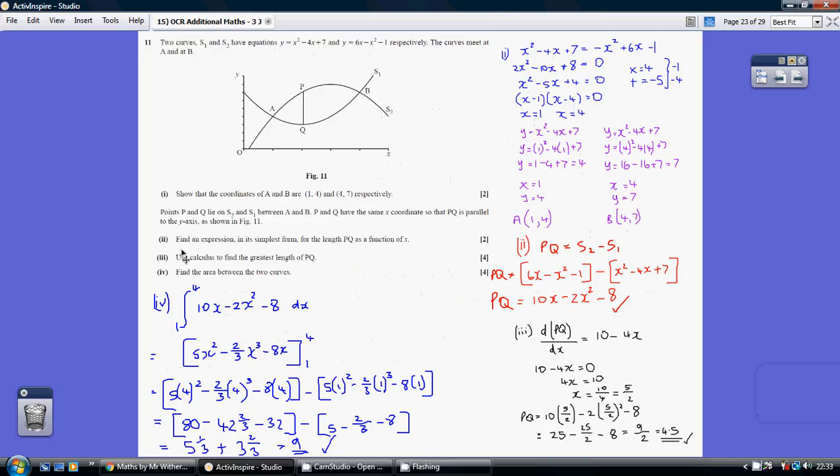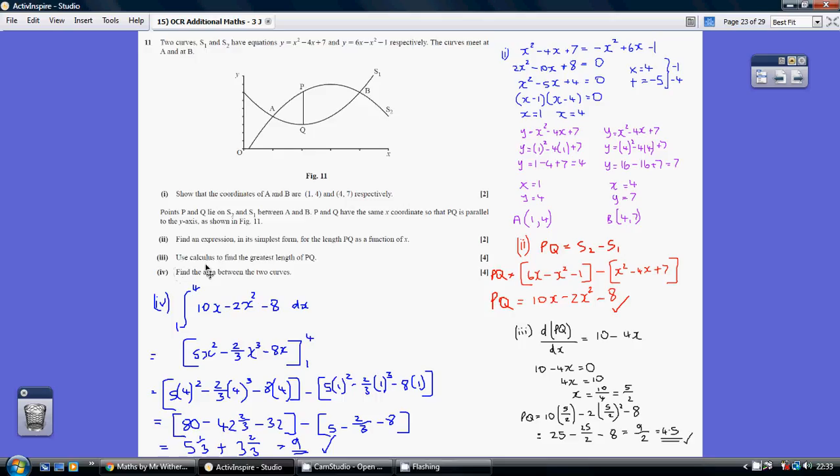Now for part 2, find an expression in its simplest form for the length PQ as a function of x. So PQ is just my S2 curve take away my S1 curve. So my S2 curve is 6x minus x squared minus 1, take away x squared minus 4x plus 7. And obviously be careful here: you're minusing x squared, minusing a minus 4x, which is adding a 4x, and minusing a 7, giving us PQ being 10x minus 2x squared minus 8.